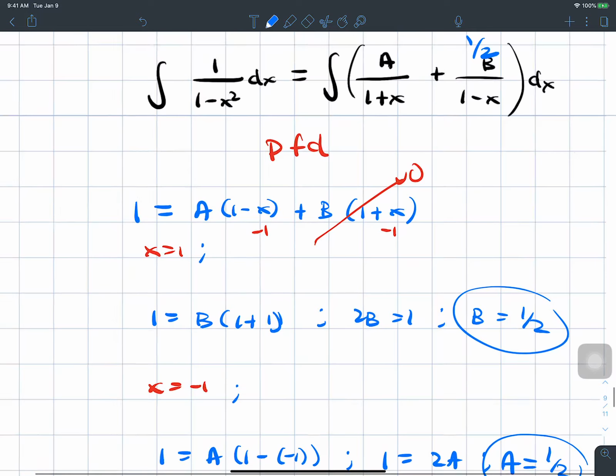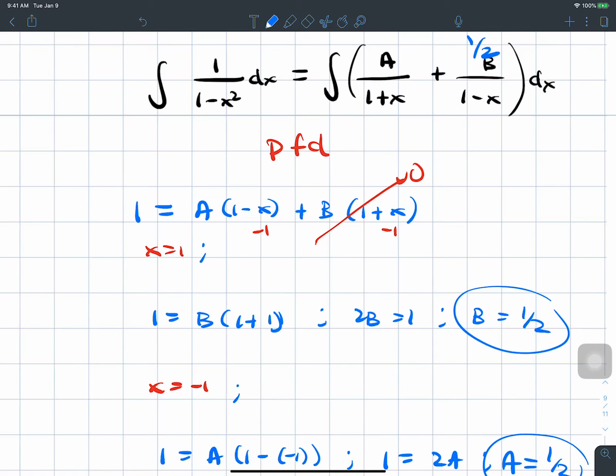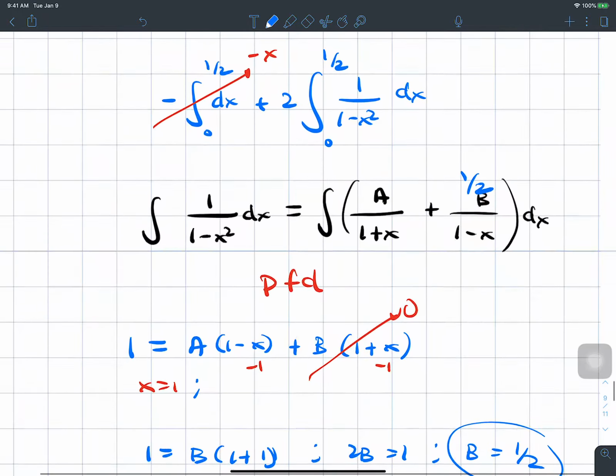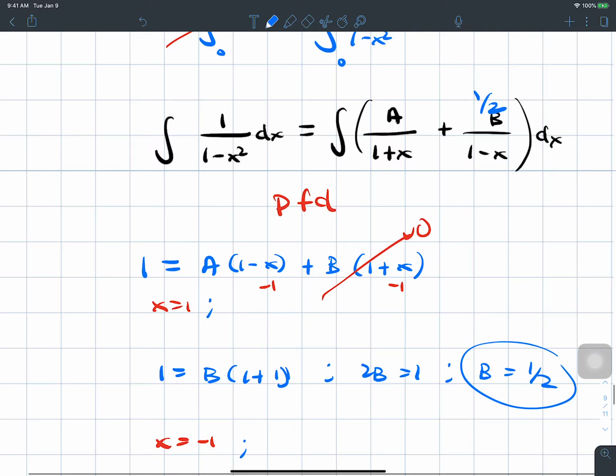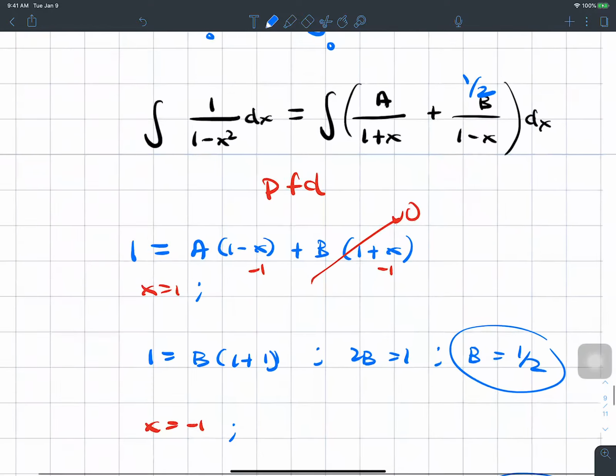Now let's double check here. I want to double check my work. We said first x is 1. We get 2b. What do we get here? Let's be very careful.